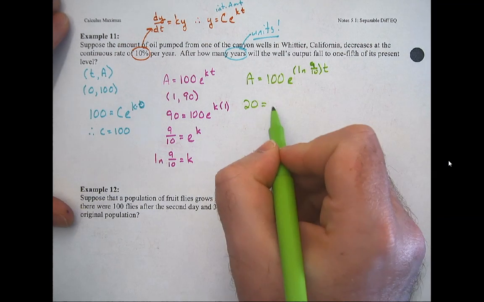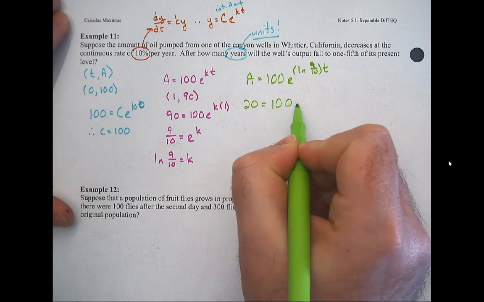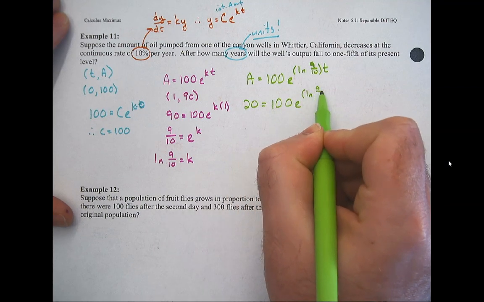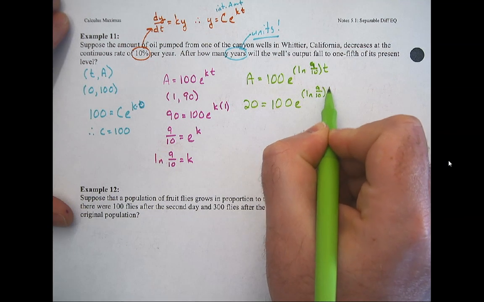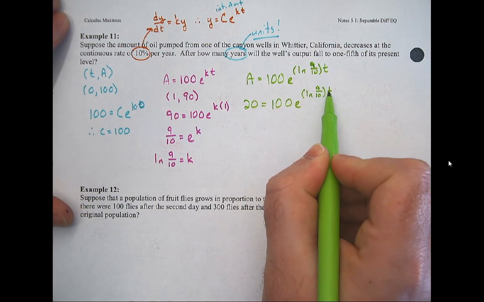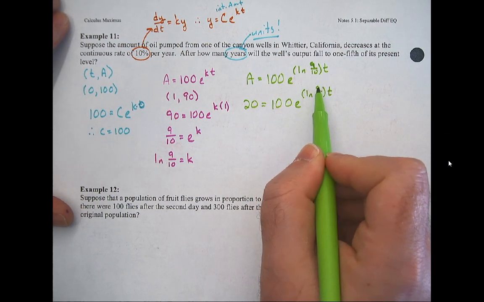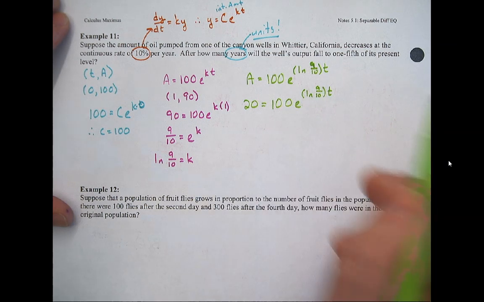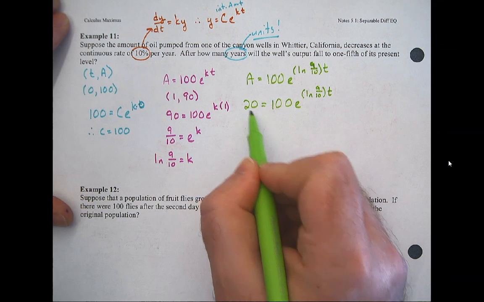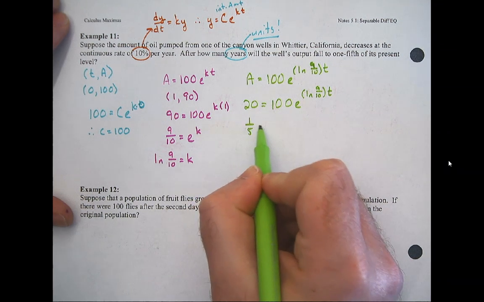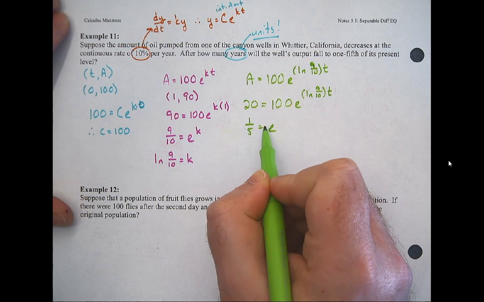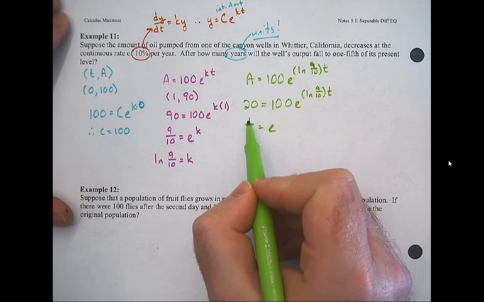So now I can do a little calculating here. 100 e to the natural log of 9/10 t. Oh, I just noticed we could have done a trick there to kill that off right off the bat. I think we're going to have to do it anyway. Well, we'll do it later. So I'm going to divide by 100. That gives us our 1/5. That makes sense because if we started with 1 unit of oil, when it falls to 1/5, that would be on this other side.